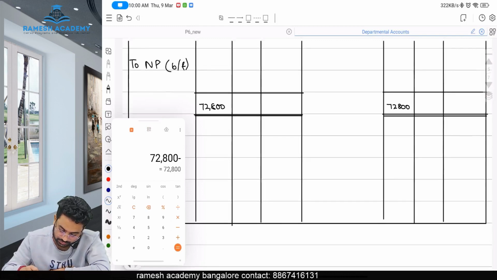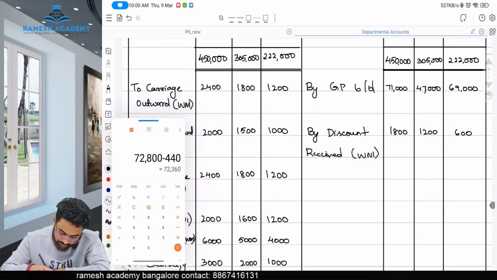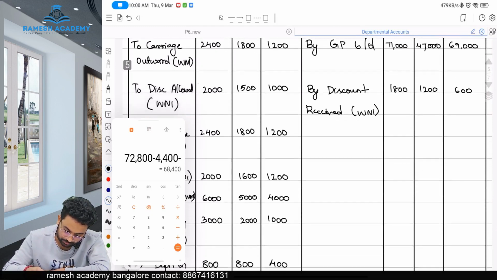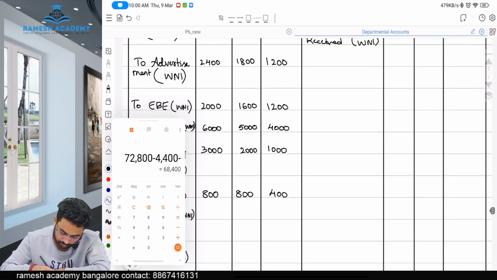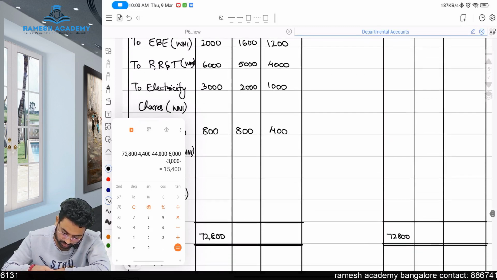$72,800 minus 4,400 minus 4,400 minus 6,000 minus 3,000 minus 800. 14,600 it is.